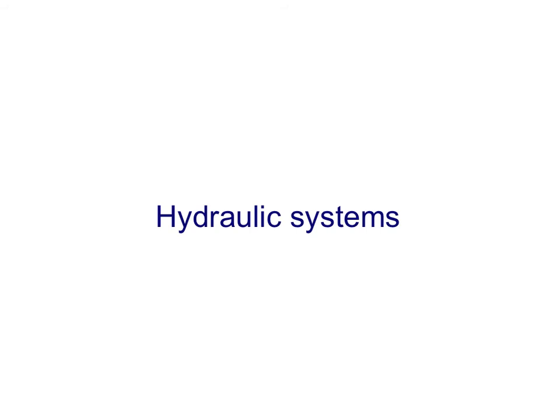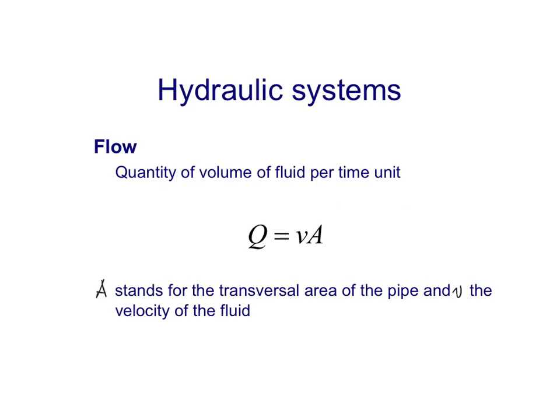Now, let us analyze how to model hydraulic systems. From basic physics courses, we know that the flow is a quantitative volume of fluid per time unit. Then this Q, which is the flow, is going to be equal to the velocity times the transversal area of the pipe.